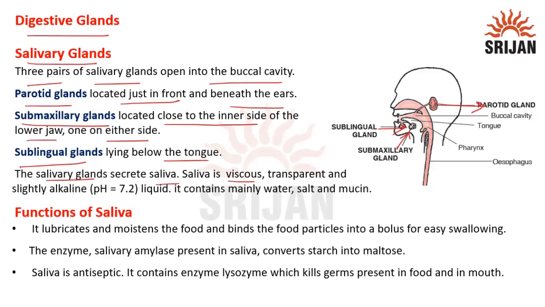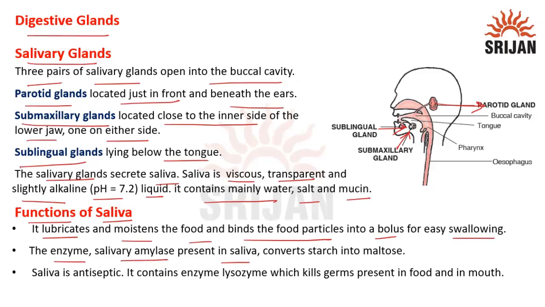Saliva is a viscous, transparent, slightly alkaline liquid with pH equal to 7.2. It contains mainly water, salt, and mucin. Functions of saliva: it lubricates and moistens the food and binds the food particles into a bolus for easy swallowing. The enzyme salivary amylase present in saliva converts starch into maltose. Saliva is antiseptic. It contains the enzyme lysozyme, which kills germs present in food and in the mouth.